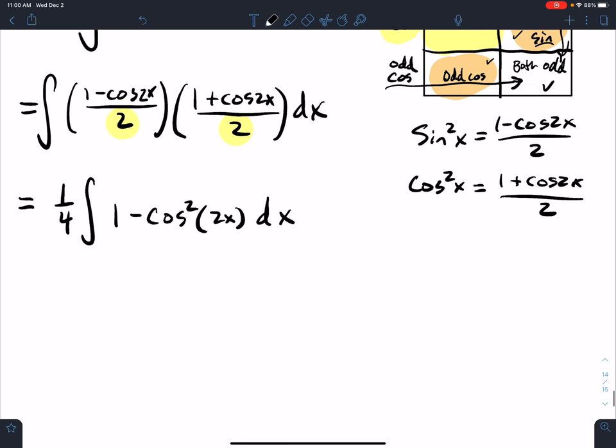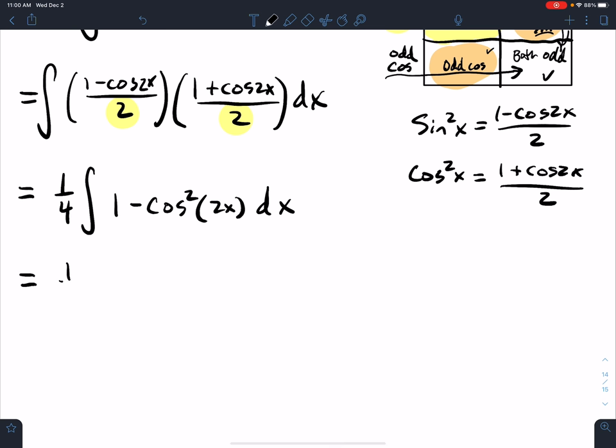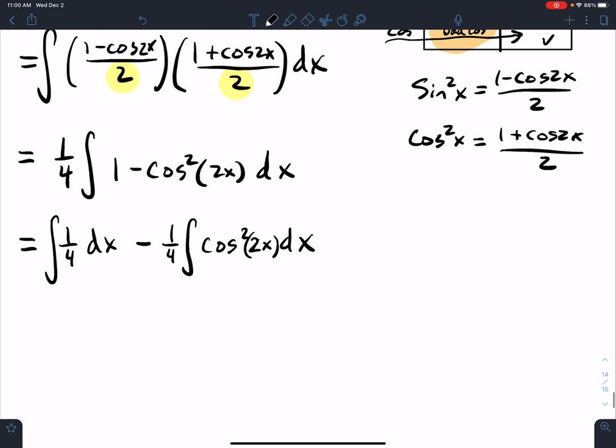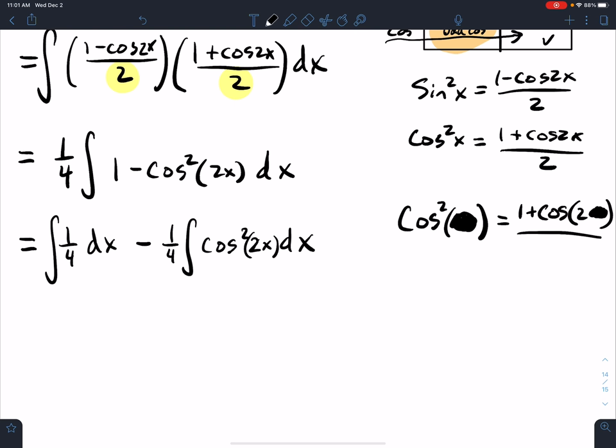Now, if I distribute this through, I get 1/4 dx minus 1/4 of cosine squared 2x dx. And so I know how to integrate this first part here. That's just 1/4 x. But I've got this scenario where I've got cosine squared of some stuff, right? Well, how do I handle cosine squared of some stuff? Well, cosine squared of some stuff is equal to 1 plus cosine of 2 times the stuff, over 2, okay?